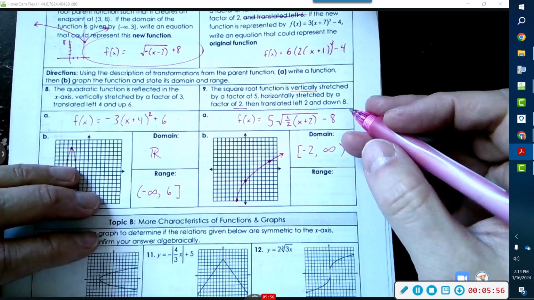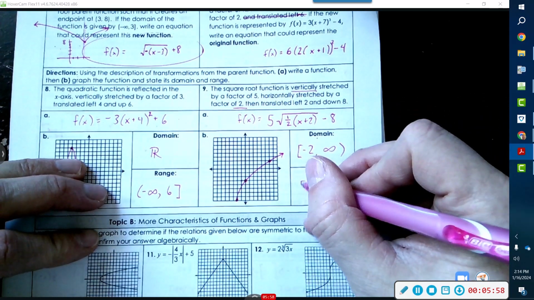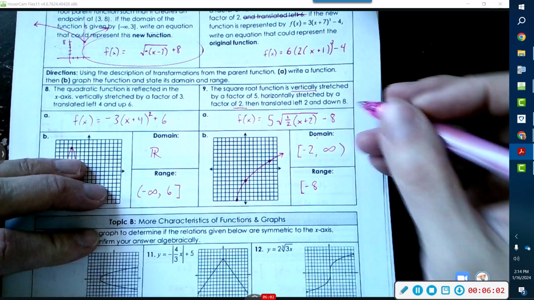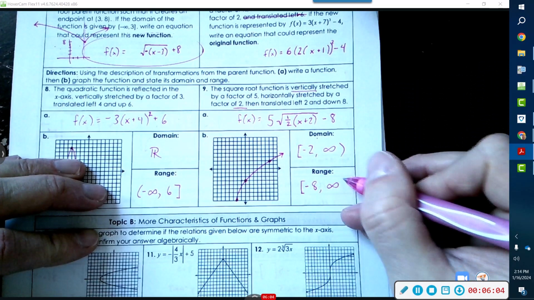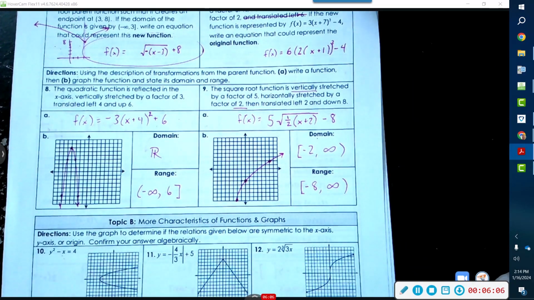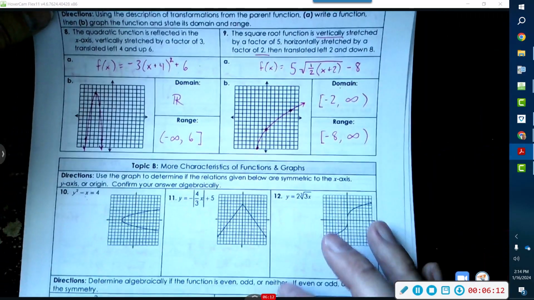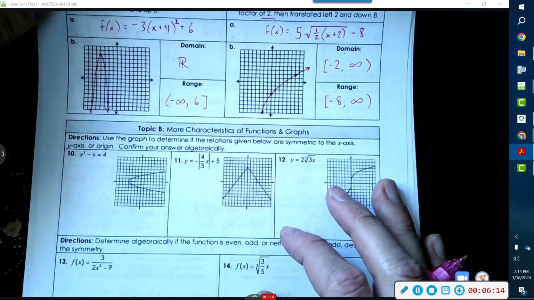And then our range actually is going to go all the way down from -8, I believe, right? 8, yep, -8, and we're going to go all the way to positive infinity, okay? So, good problem. Those are kind of fun now that you understand. They're not fun when you don't understand.